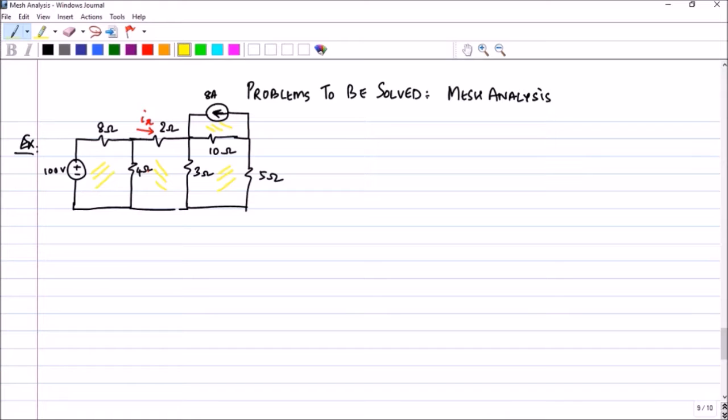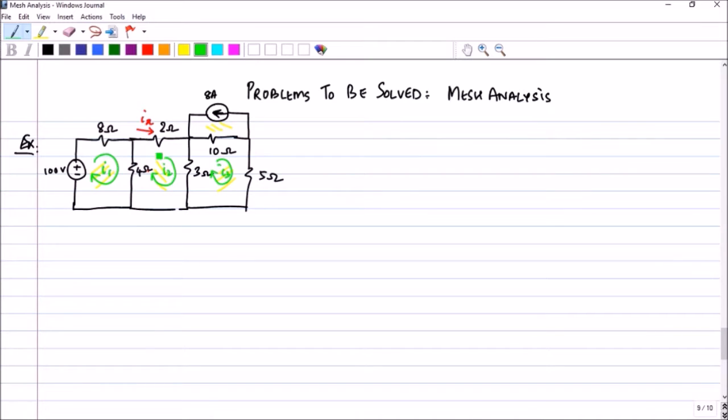So we will see that we need not use it always. Now let us mark the mesh currents first. That is your choice to mark the mesh current. So this is your first mesh current I1, this is the second mesh current I2, and this is the third mesh current I3. Alright, so I have selected 3 mesh currents.